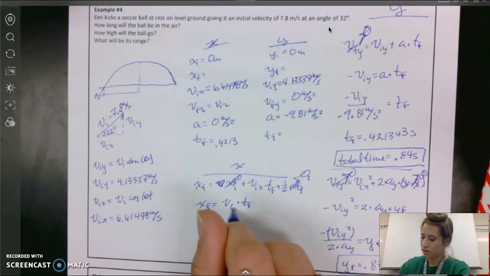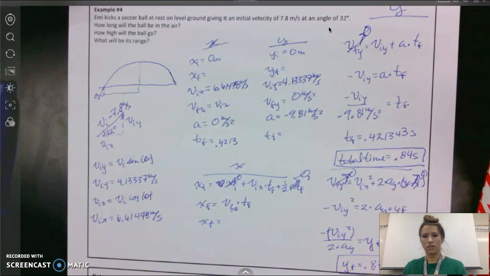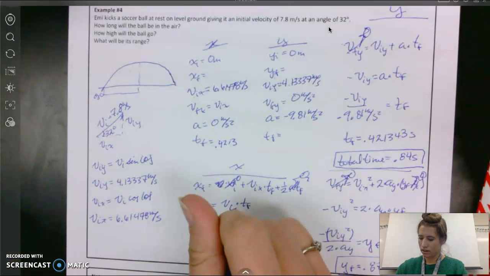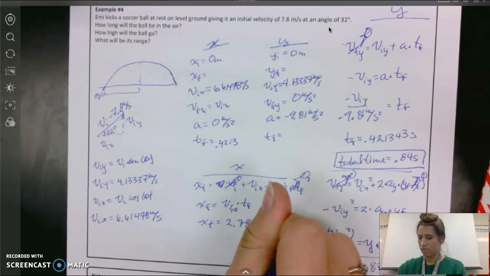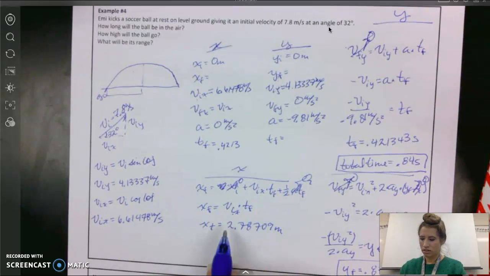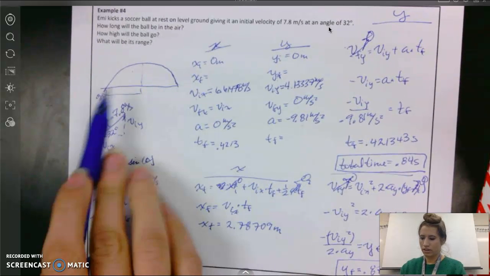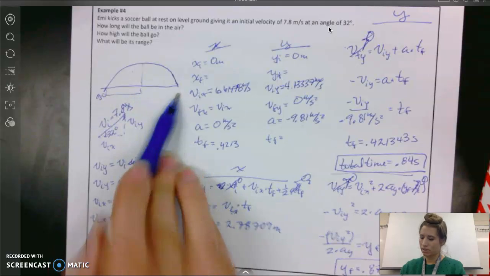Okay. So I'm going to plug those numbers in. I'm going to take that x initial velocity, the 6.6 number, and multiply it by the time component, the 0.42, and I get 2.78709. But then I'm doubling it to figure out what the very end is, because that's halfway, and we're going to figure out the other half.